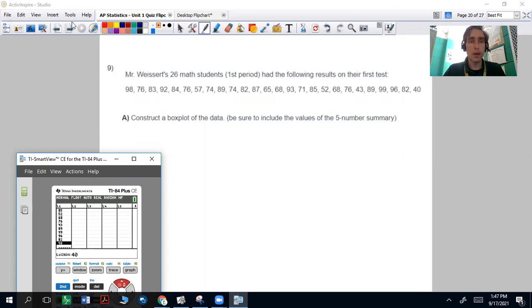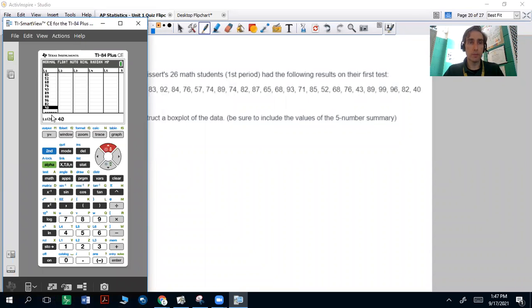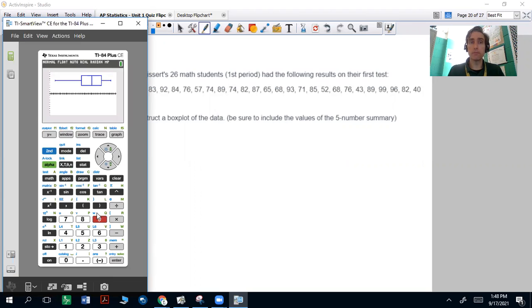Well, I put it in here. You get stat, edit, enter your data in. Pause the video if you want to do that. Try it on your own. Then you go to second y equals. Press enter a couple times. Go down to here for that first box plot. Click enter again. Then do a zoom 9, zoom stat. And there's your box plot.